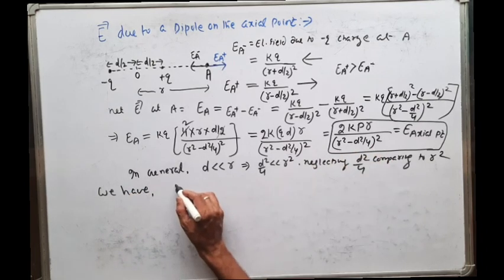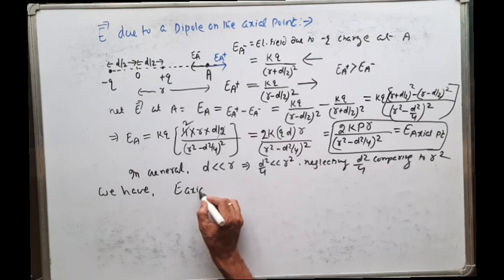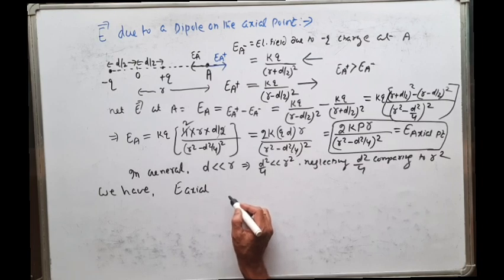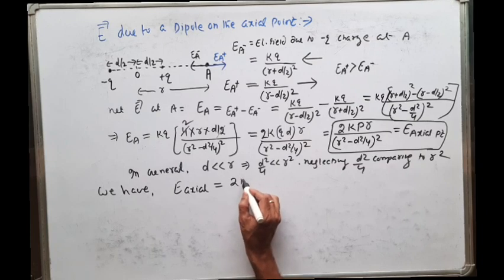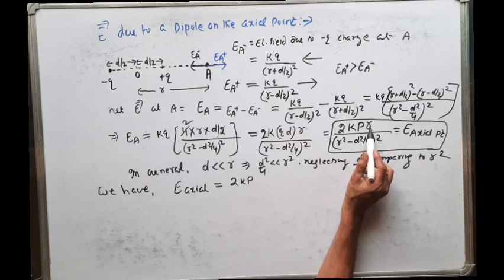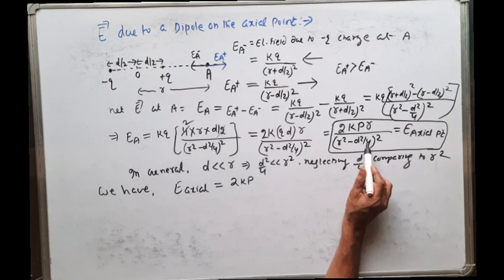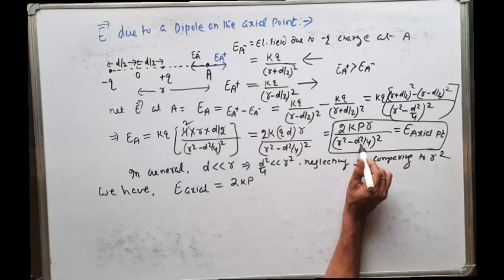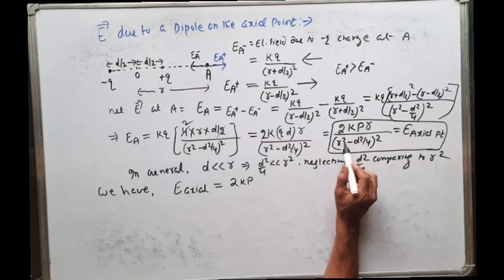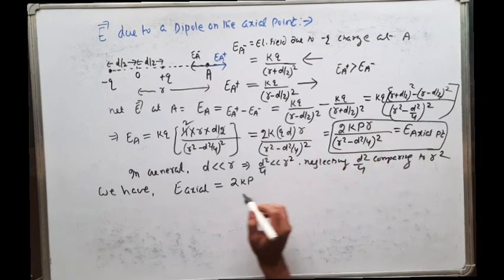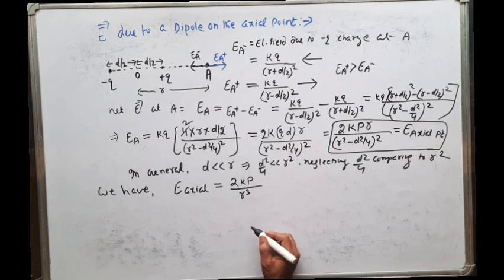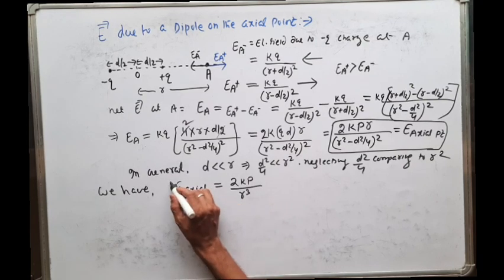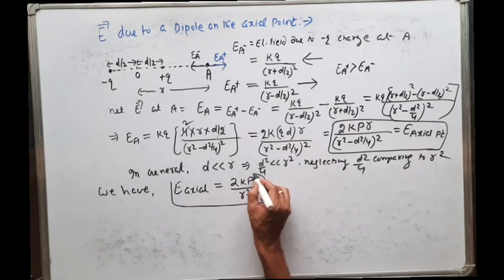So neglecting d square by 4 comparing to r square, we have the electric field intensity at axial point equal to 2kp. Here r, so d square by 4 neglected, it tends to 0. So r square to the power 2, that is r to the power 4, here r, so that means 2kp by r cube. So this is the electric field intensity at axial point.